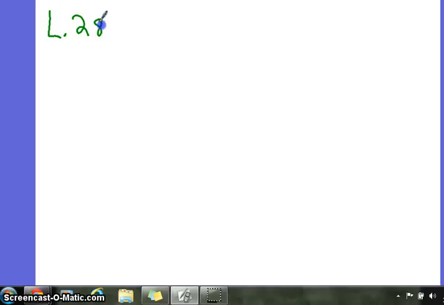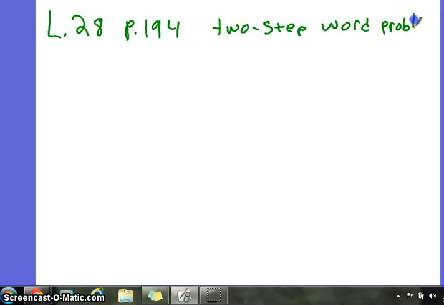Today's lesson 28, page 194. We have two-step word problems and average. Part 1. We'll do more average later.